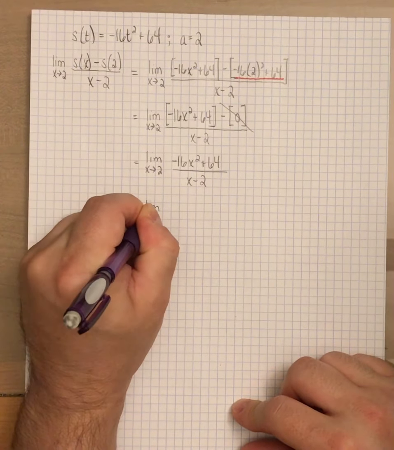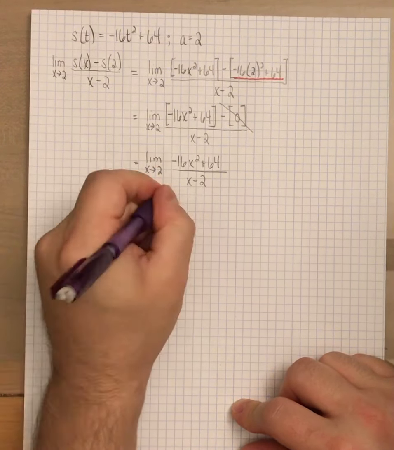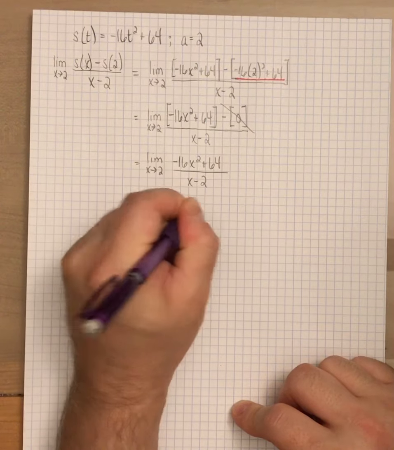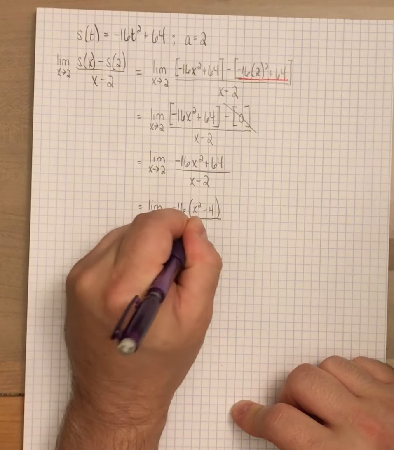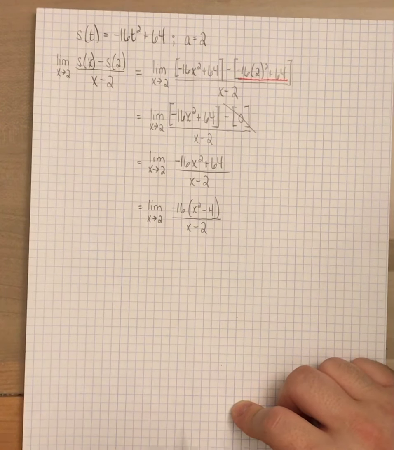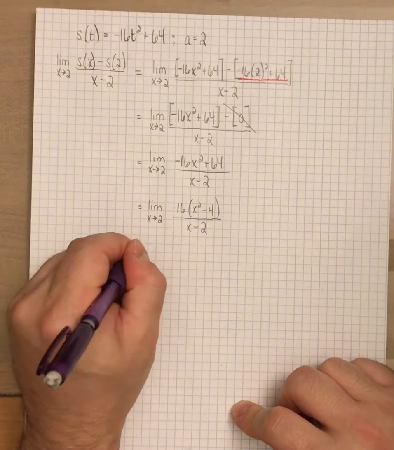I mean, again, remember, this is a relatively friendly problem, and we're using a relatively friendly value. But that being said, this very much requires your ability to factor things. So here, we can factor out a common factor of negative 16. And then the x squared minus 4 can be factored, since it is a difference of squares, as x plus 2 times x minus 2.